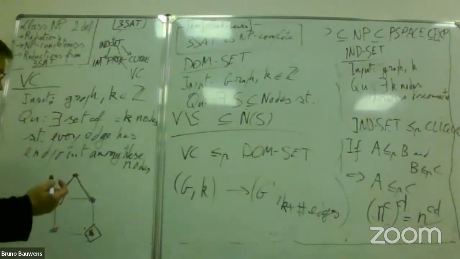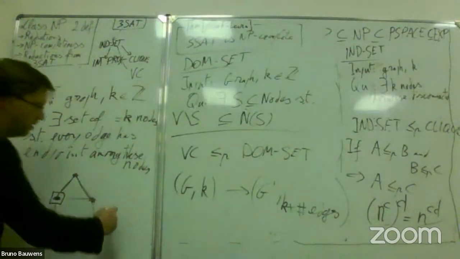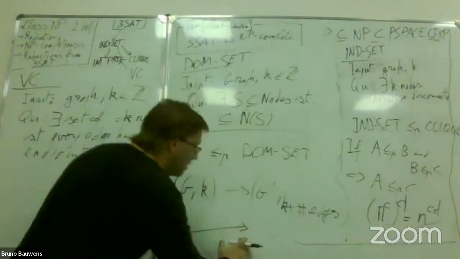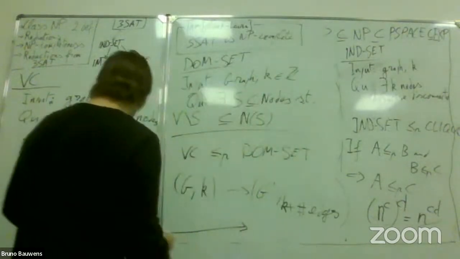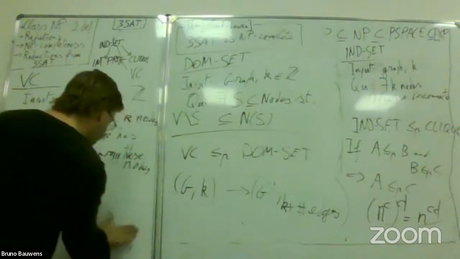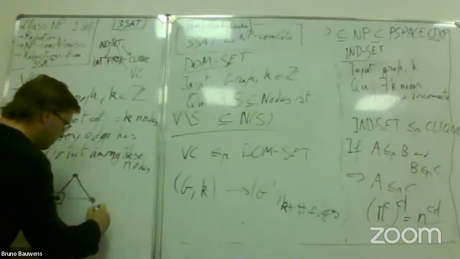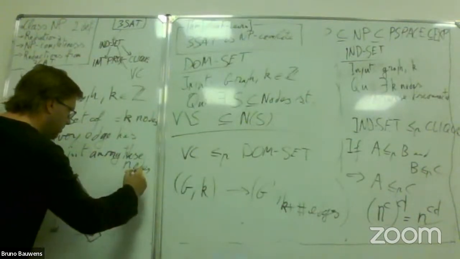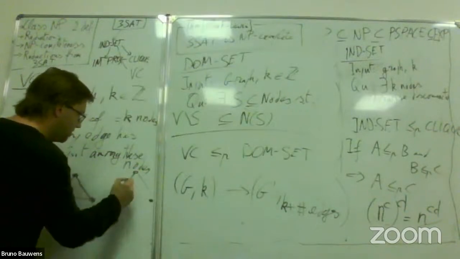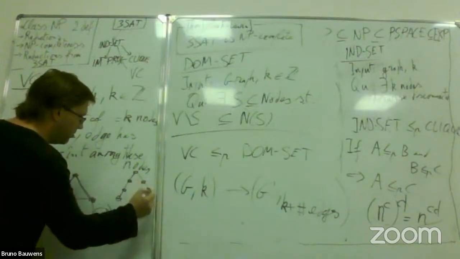Okay, so let me illustrate this. This will be mapped to, I will write it here a bit smaller. In every edge, I will insert 2 nodes.